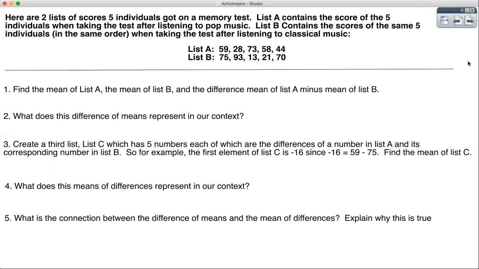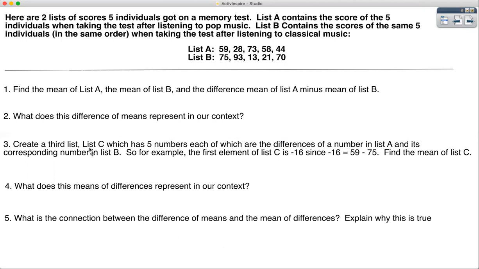All right, we have a lot of things that we have to do here. So let's just go through them before you get started. So first, we need to find the mean of list A, the mean of list B, and then the difference: mean of list A minus mean of list B. After that, you want to think about what this difference of means represents in our context.